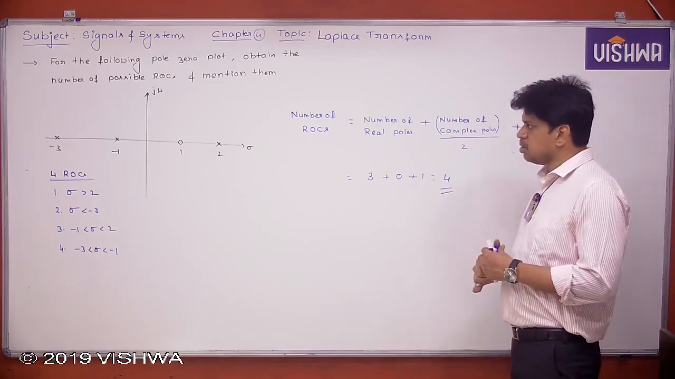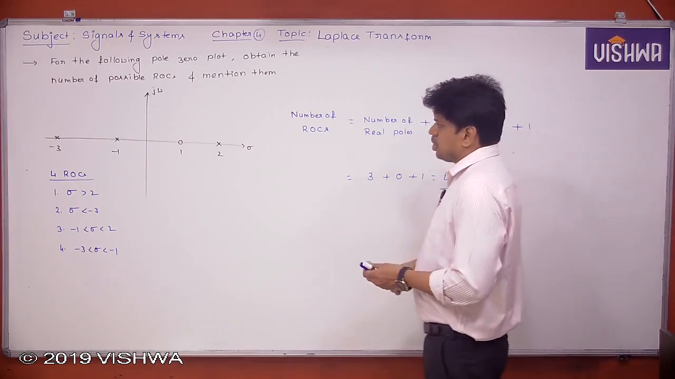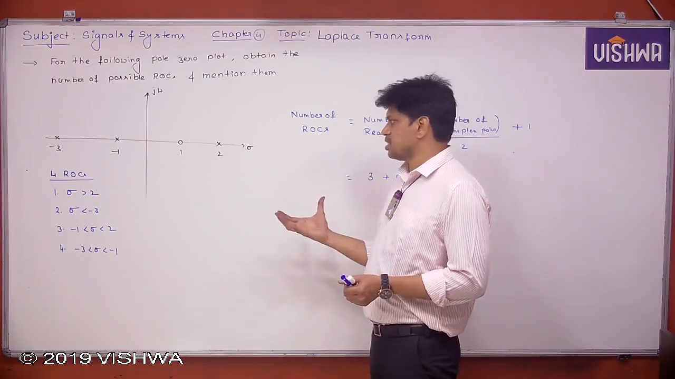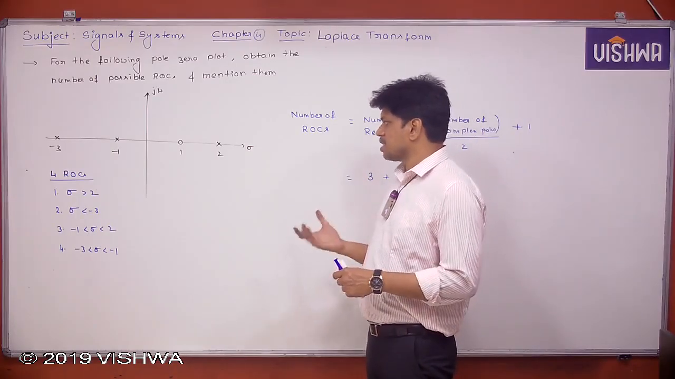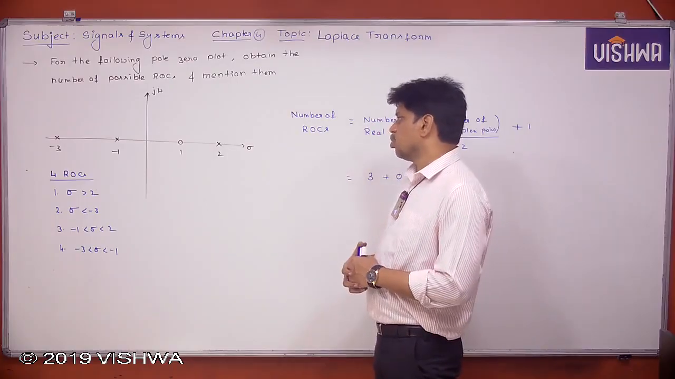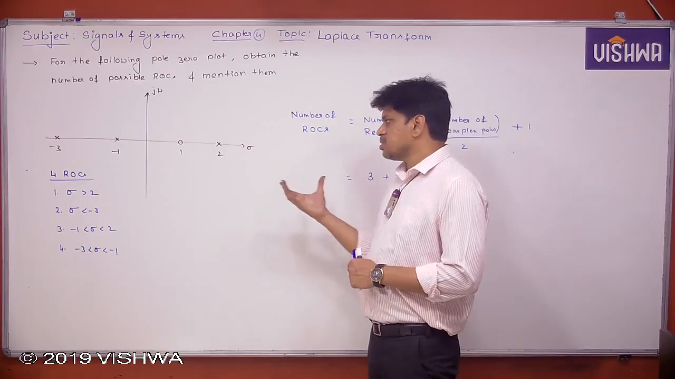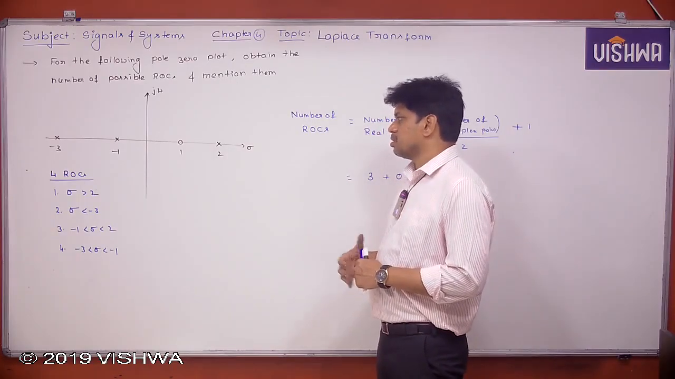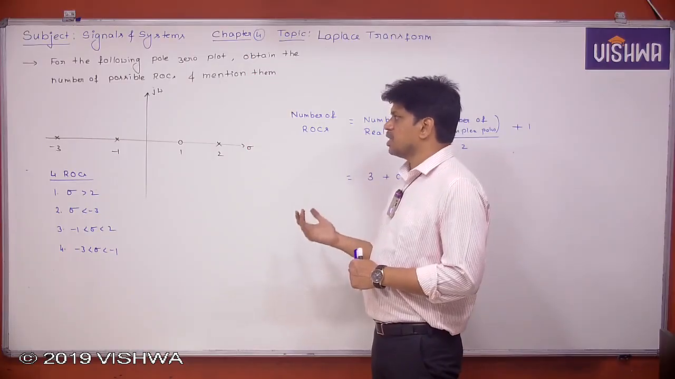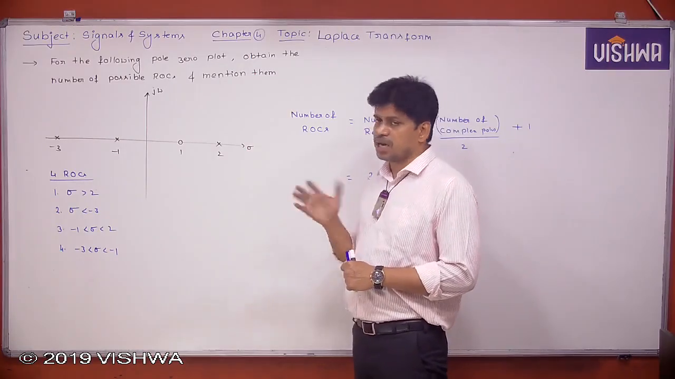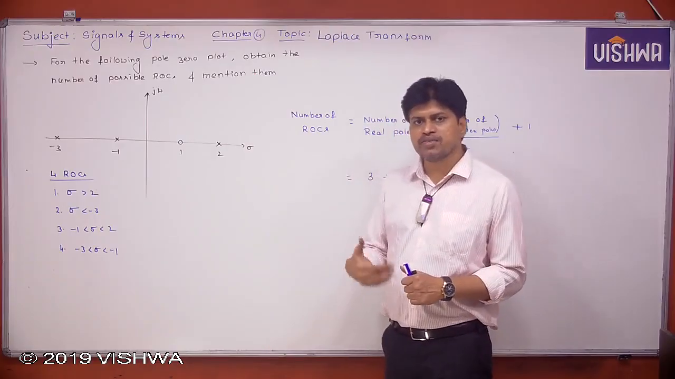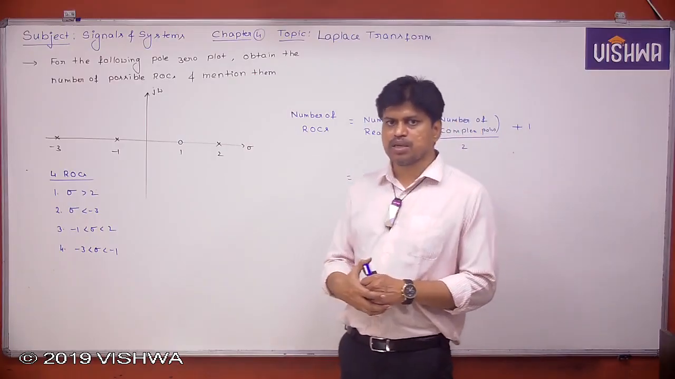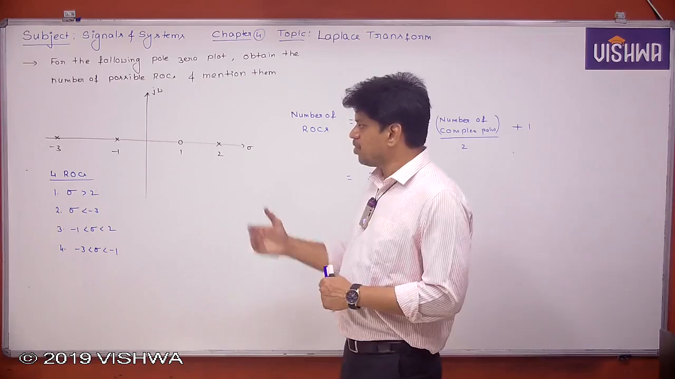Next, one more thing I want to ask. Suppose we have an X of s with this kind of pole-zero pattern. For this pattern, how many x of t are possible? That means how many inverse Laplace transforms are possible? That is entirely the number of ROCs.